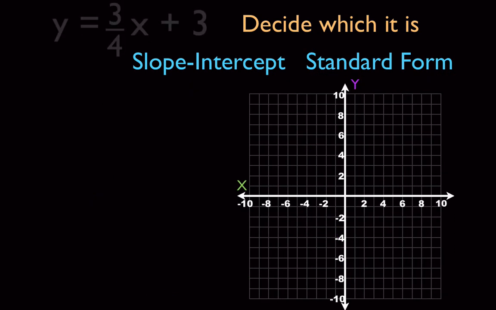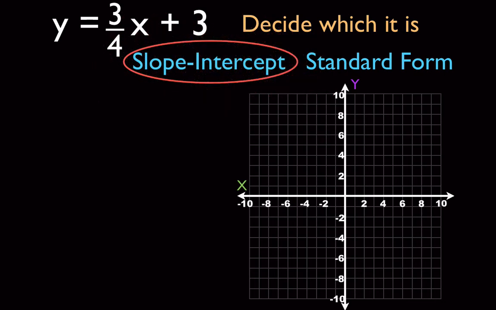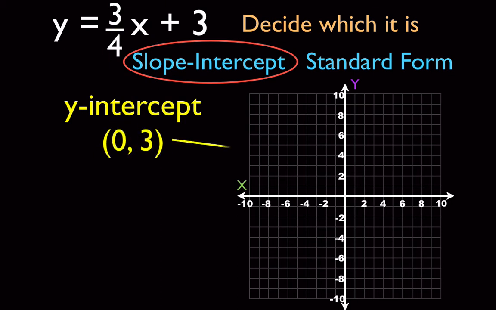All right, the next equation, write it down. Decide first if it's slope-intercept or standard form, and pause the video while you do those two things. Okay, it is in fact slope-intercept form. So we're going to go ahead and start off by finding our y-intercept. Pause the video while you decide on that and plot the point. Okay, so remember, you'll look just to the right, so it should be (0, 3), and the point should be right there.